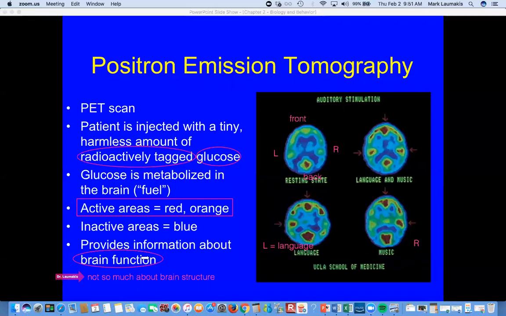Okay. All right, let me stop there for a second. So, any questions across either postmortem brain specimens, EEGs, or PET scans?